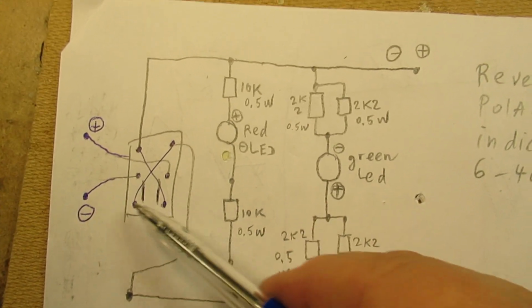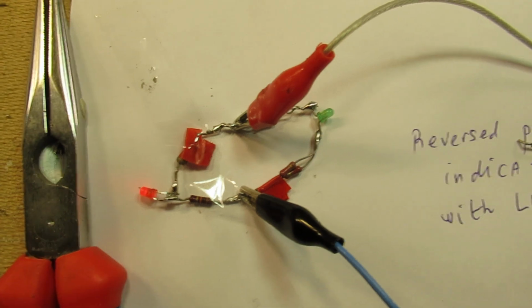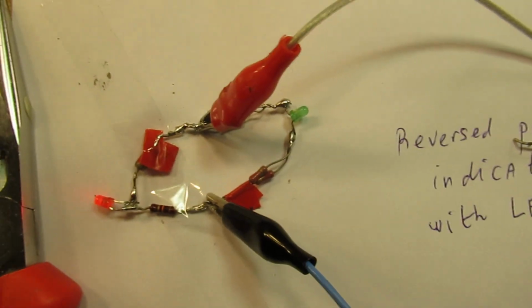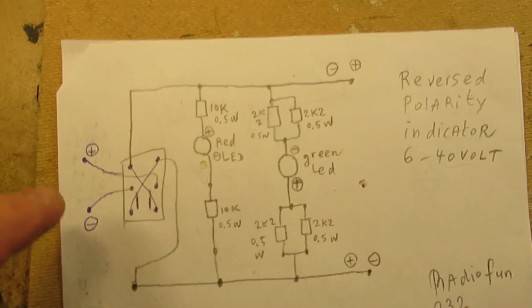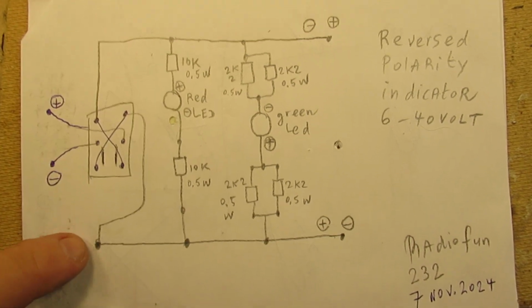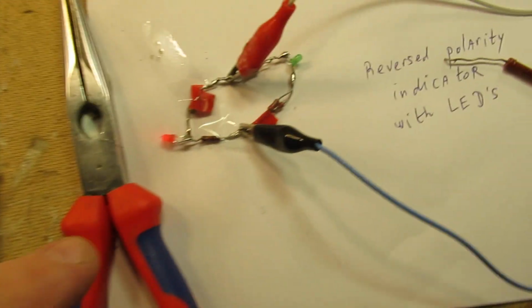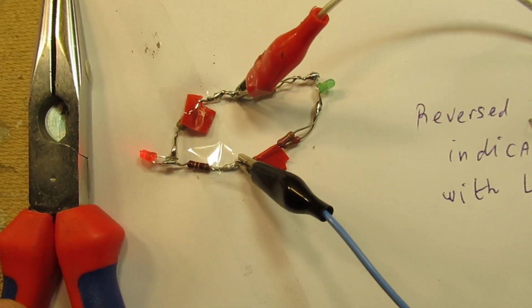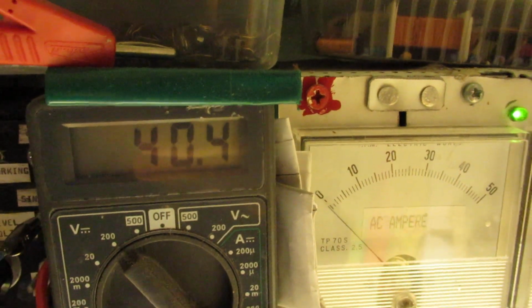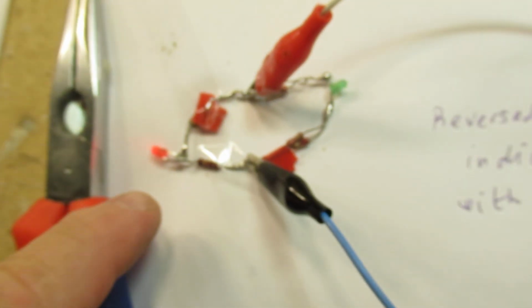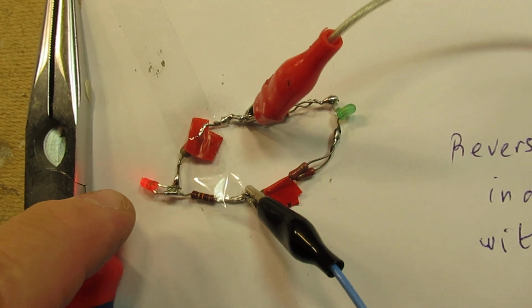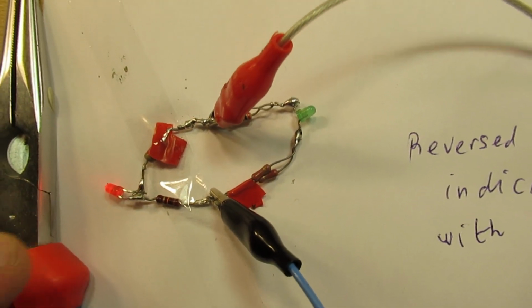when the polarity changes here via that switch, the red LED switches on or the green LED. At the moment the positive is on this lead, so we have positive here, negative here, and in that case the red LED lights up. At the moment on 40 volts. Well, that's quite high. And like I told, the current flowing in that LED circuit will also be quite high.